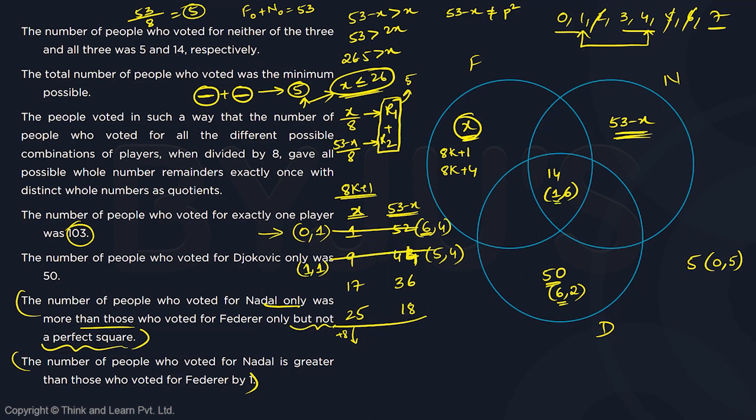So 9 and 44 is not possible. If you look at 17 and 36, 8 2s are 16, so quotient 2 and remainder 1. And 36 is not possible. Why? Because 53 minus x is not a perfect square. Hence this is gone. It's not supposed to be a perfect square, whereas 36 is a perfect square. So 53 minus x cannot be a perfect square.